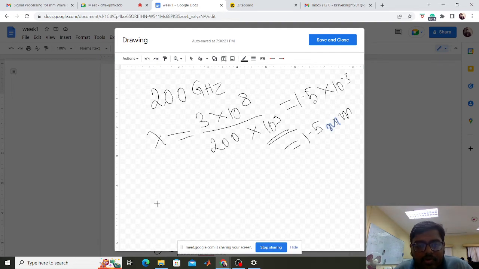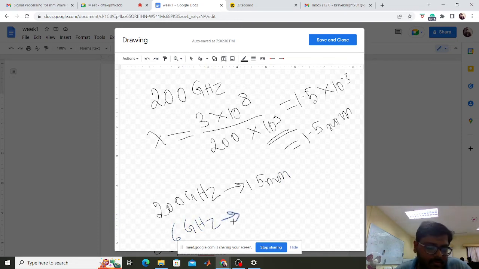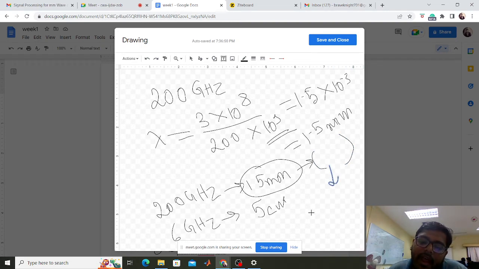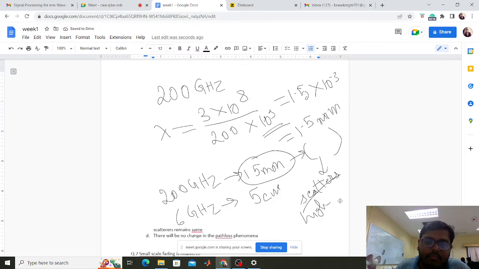So for 200 gigahertz it is 1.5 millimeter. For 6 gigahertz it is 5 centimeter. Now see this wavelength, this is equivalent to a lot of small particles, and the small particles will start to act like the scatterers in high frequency. So this is the main problem for millimeter wave communication.